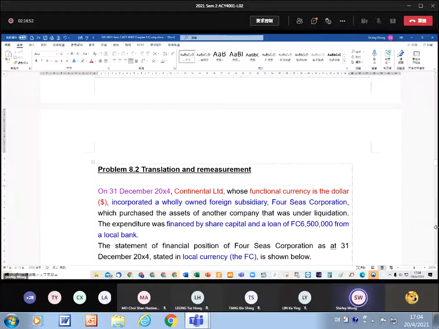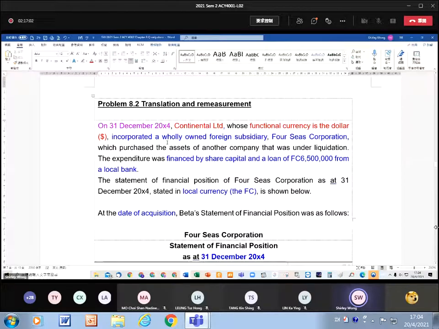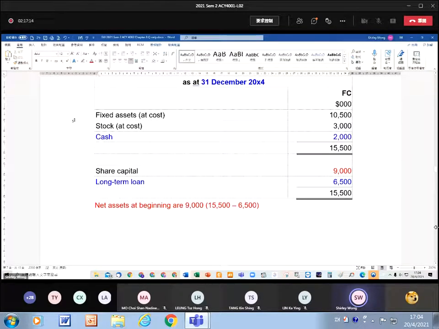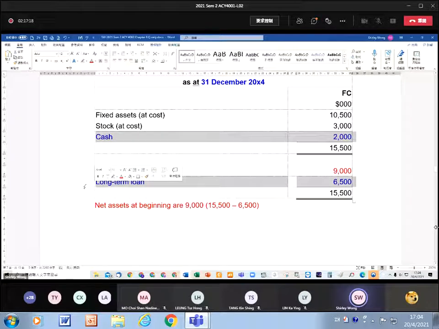For problem 8.2, we have already gone through part A, the closing rate method. Let's look at part B, the remeasurement method. On 31st of December 2004, the holding company's functional currency is dollar, and it set up a new company called 4Cs Corporation. This 4Cs Corporation will have non-monetary assets and monetary assets and liabilities at the beginning.